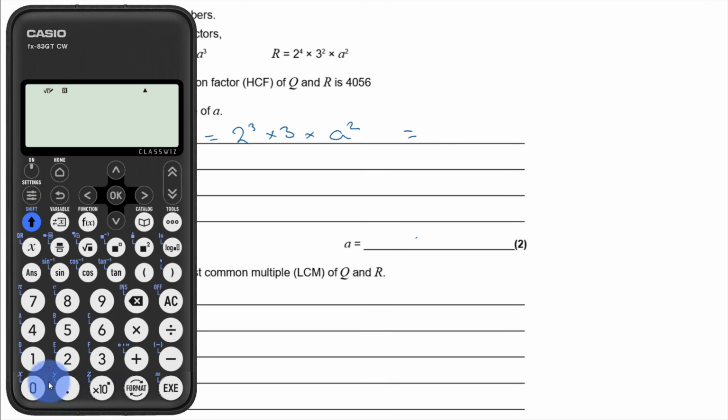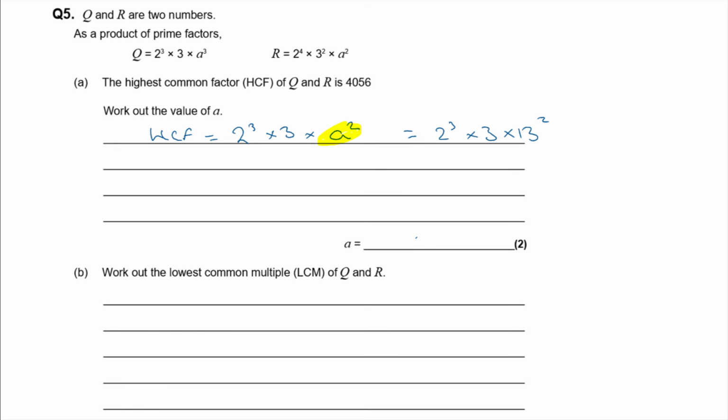Now if I type 4056 into my calculator and press shift and then fact, that's going to break it down into 2 cubed times 3 times 13 squared. So you can see then that this part here matches up with this part, isn't it? Because this is all the same here, and that's the same as that. So that bit must match with that bit. So if a squared equals 13 squared, then a must be equal to 13 then, mustn't it? Okay, so a is 13.